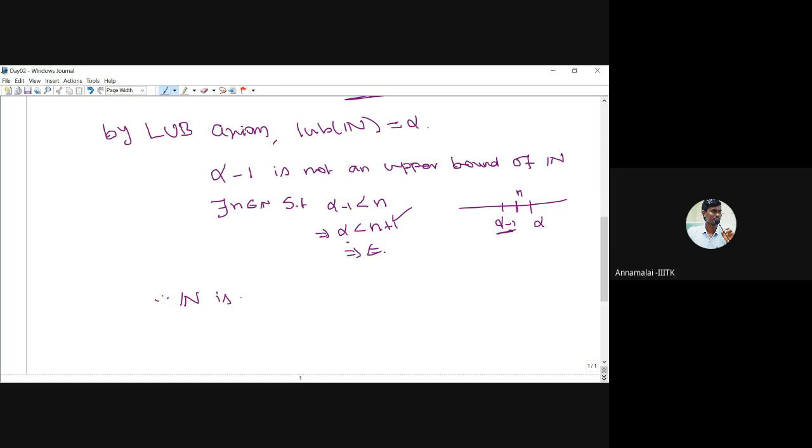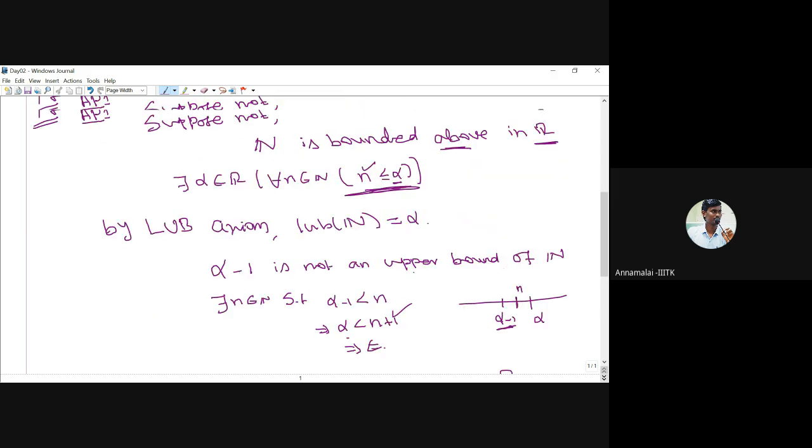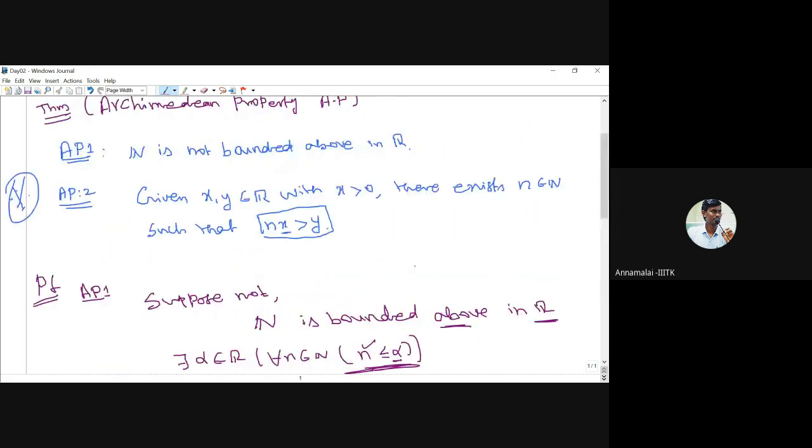Natural number is not bounded above in R. So that is one application of the LUB axiom. Now for the second form, again we have to assume that, suppose not, and then we get a contradiction.